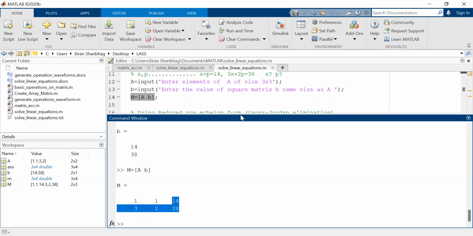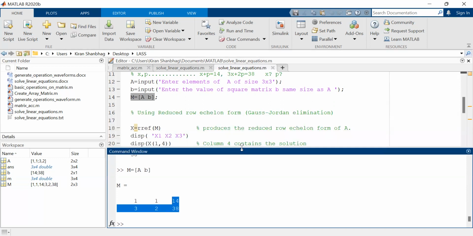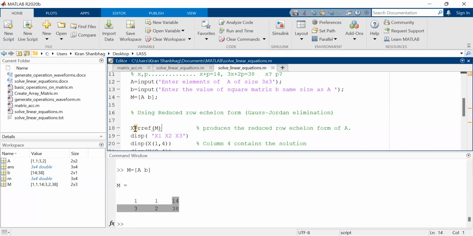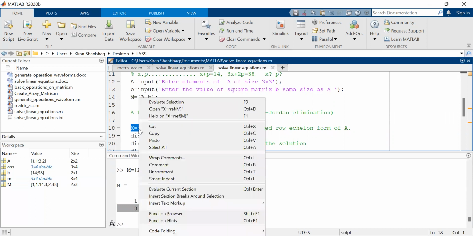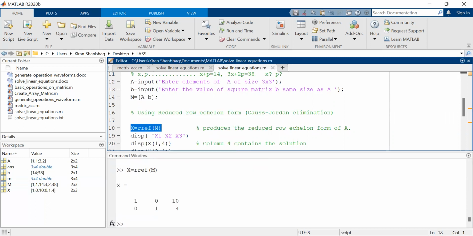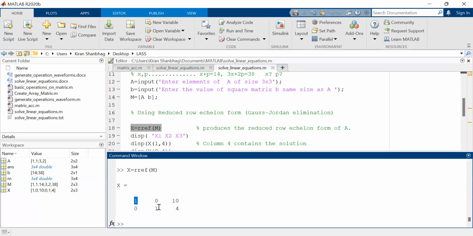Now what is a row reduced echelon form? What RREF does is convert it into a special form. Let me run this command with the augmented matrix, and here you can see I have the answer. This is what is called row reduced echelon form. The diagonal elements have become 1, other elements have become 0, and the answer lies in the third column. So is the answer correct, by the way?